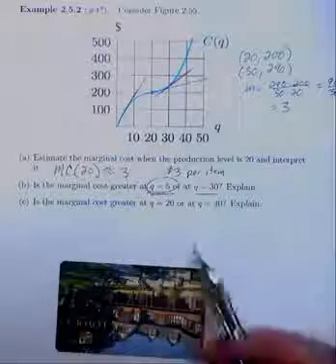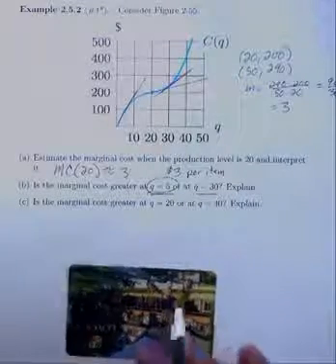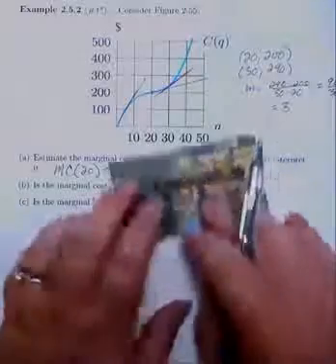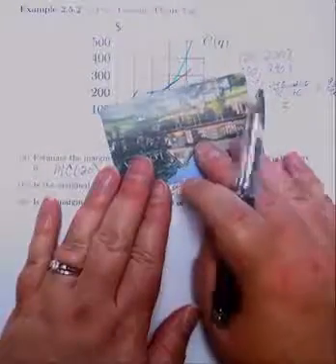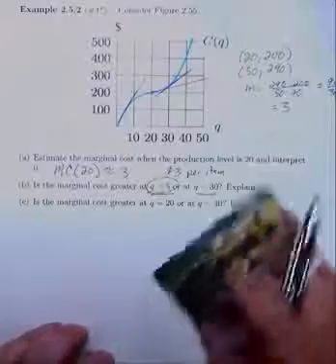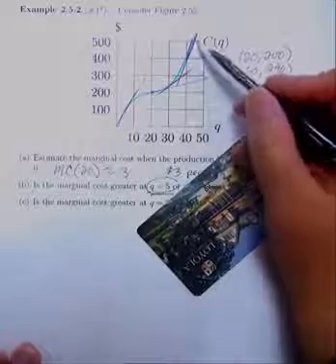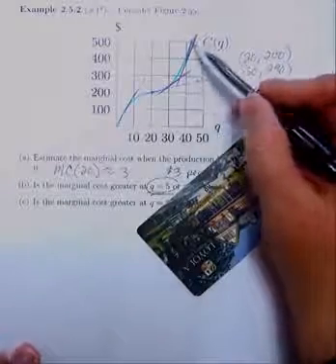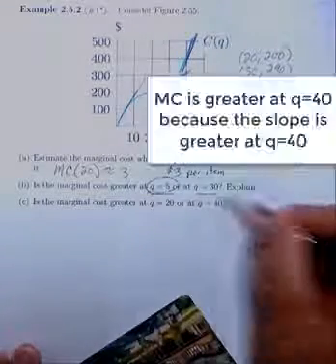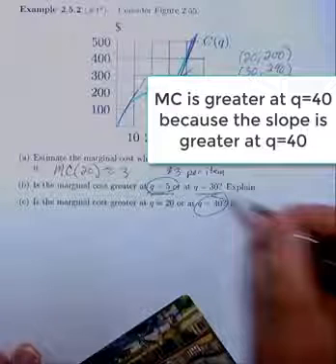Similar problem, which is greater, marginal cost at 20 or at 40? So at 20, we already estimated that to be about 3, and at 40, I'll still sketch it, we can see that that one is steeper. This tangent line is steeper than this. This has a bigger slope. And so the marginal cost is greater at 40.